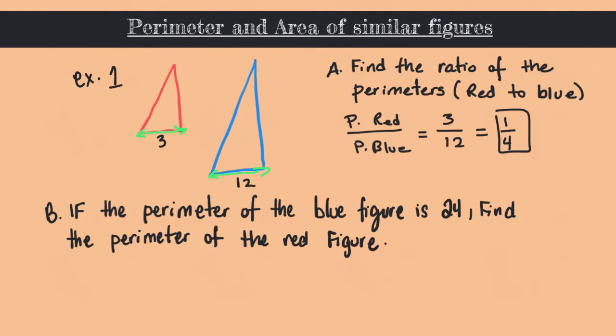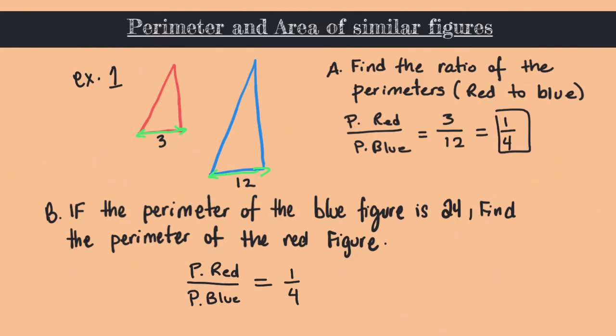Now part B says, if the perimeter of the blue figure is 24, find the perimeter of the red figure. Now we're going to go ahead and write down information that we've already been taught, okay? We are told that the perimeter of the red to the perimeter of the blue, or the ratio of those perimeters, is equal to the ratio of the corresponding side lengths, which we just found to be 1/4. Okay? Now question, are we given any other information that will help us to solve for the perimeter of the red figure?